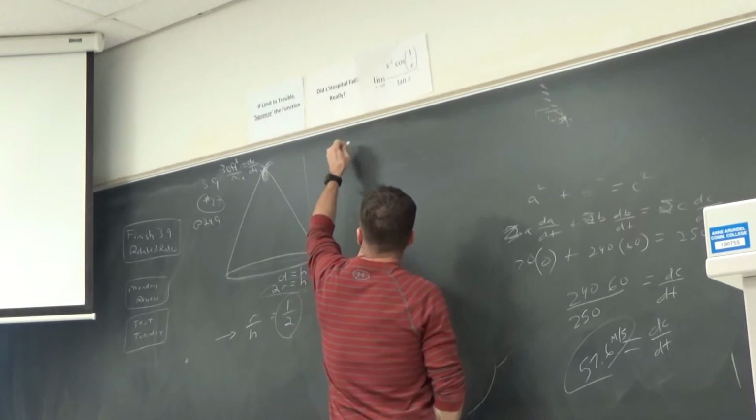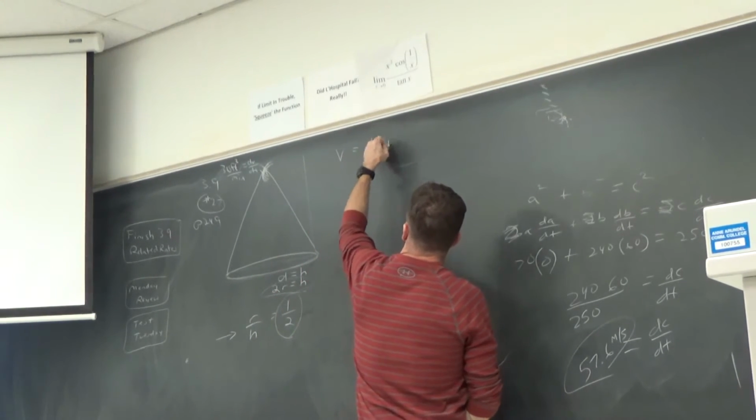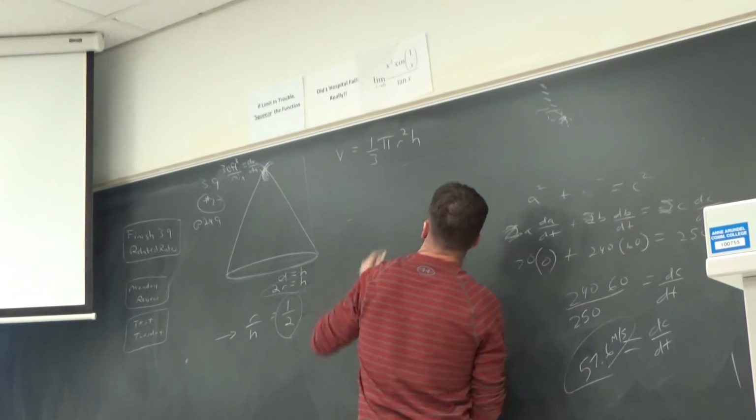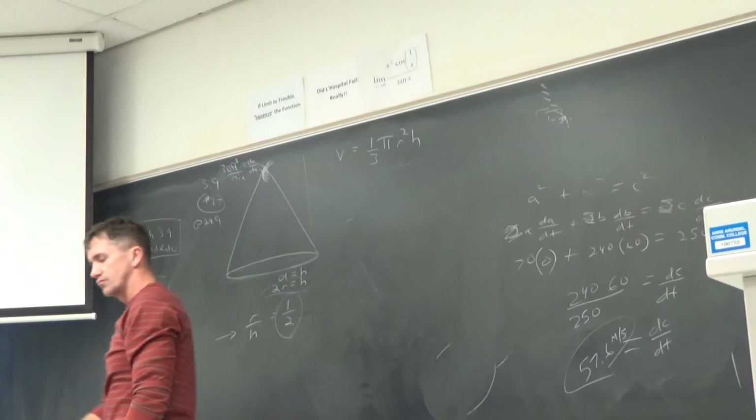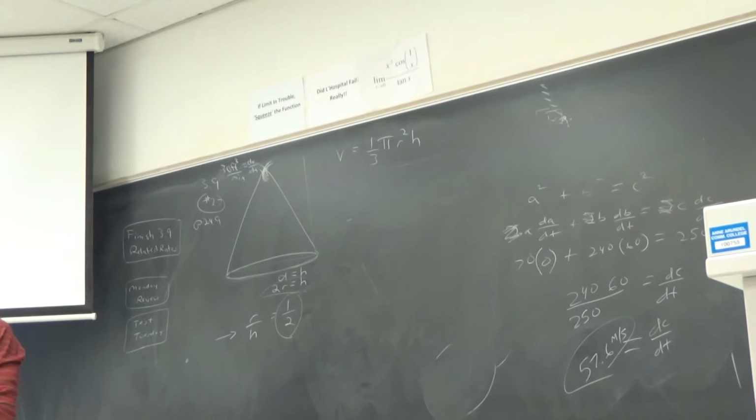Now what's the volume of a cone? 1/3 pi r squared h. Sorry, r squared. Cool?